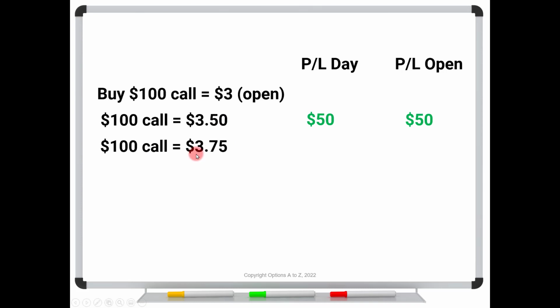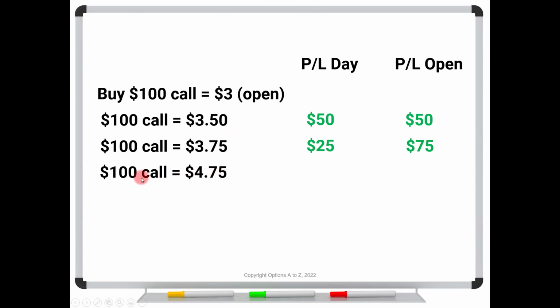Next day, the call closes at $3.75. P&L for the day will be $25. It increased from $3.50 to $3.75 or $25. P&L for the open, however, will be $75 because it went from $3 to $3.75.